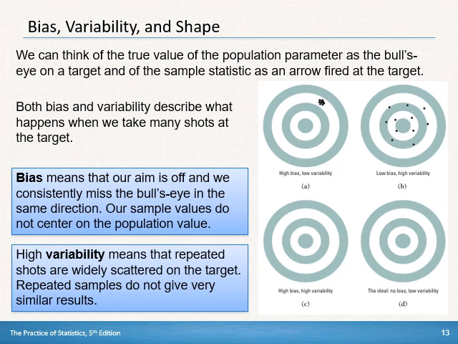All right, C says high bias and high variability. Well, that would just mean they're not clustered together. They're high variability and they're way off from the bullseye, so high bias as well. So this is the worst of the situations. And then the ideal situation is no bias or low bias and low variability. That means they're all hitting the bullseye, with very small variability. And that's what we want.